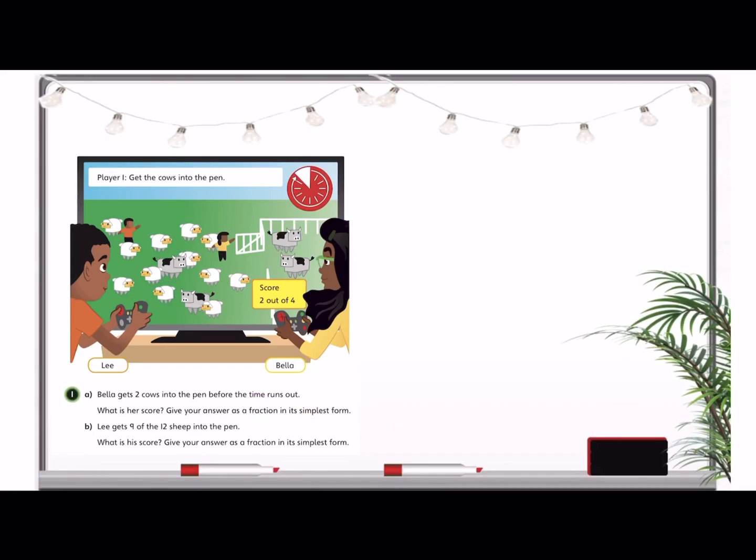If we have a look at part B, we're asked to do something similar. So we know that Lee gets 9 of the 12 sheep into the pen. So the total here, if we're looking at putting this as a fraction, so the total number of sheep he could have got into the pen is 12. Okay, so that's going to be our denominator because it's the total, the whole. And the amount of the whole he got in, which was 9. So 9 is going to be our numerator. So again, here we're going to be looking at our common factors of 9 and 12.